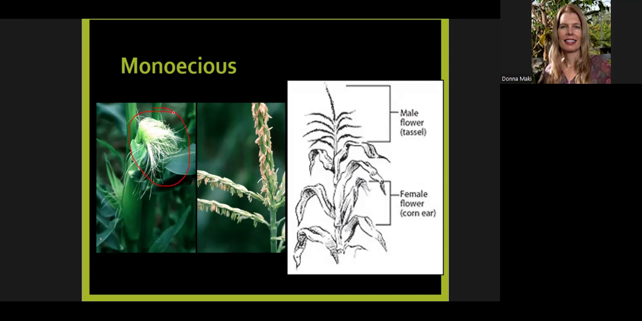Are they pollinated by wind? A lot of it's wind. I don't know if there is a dedicated pollinator for corn. I assumed it was always wind.